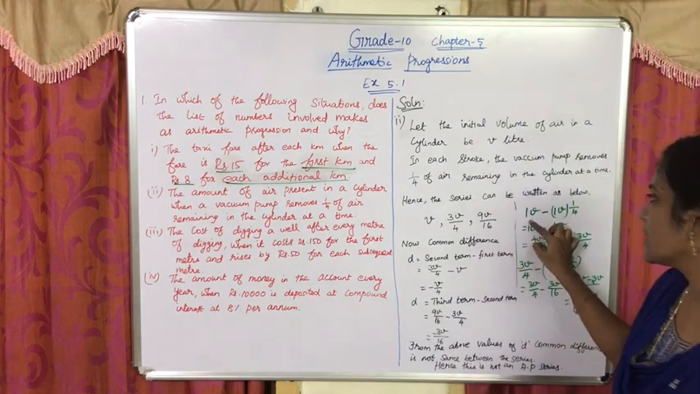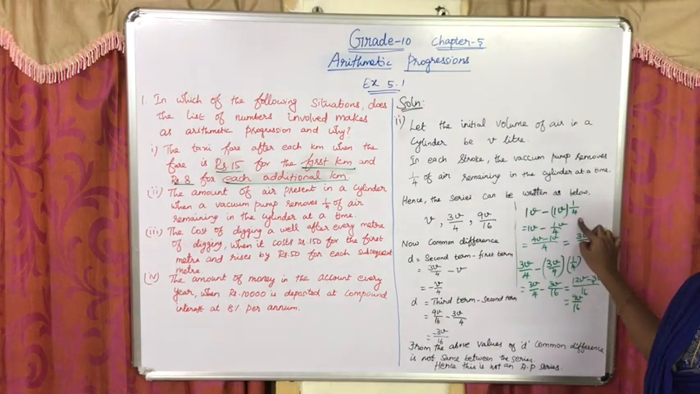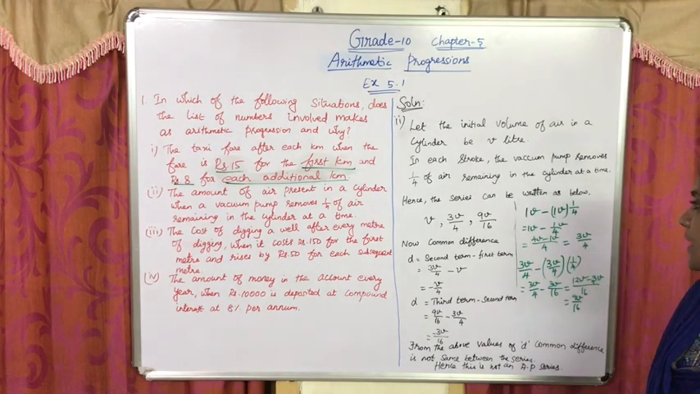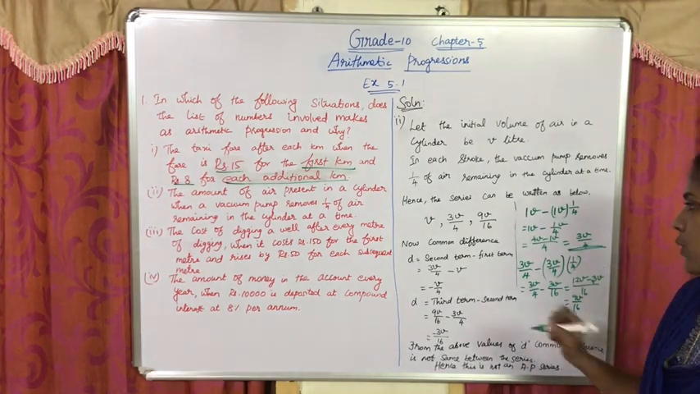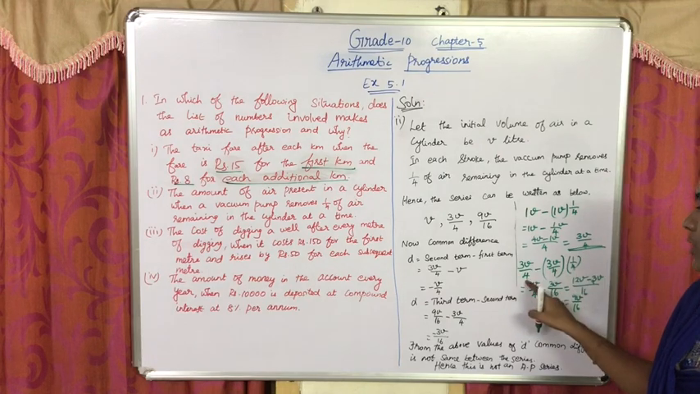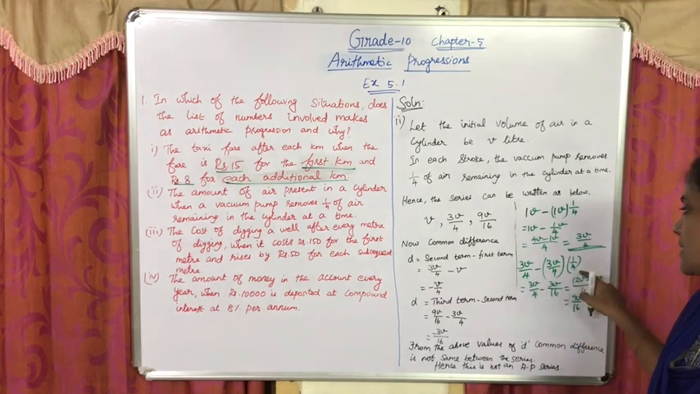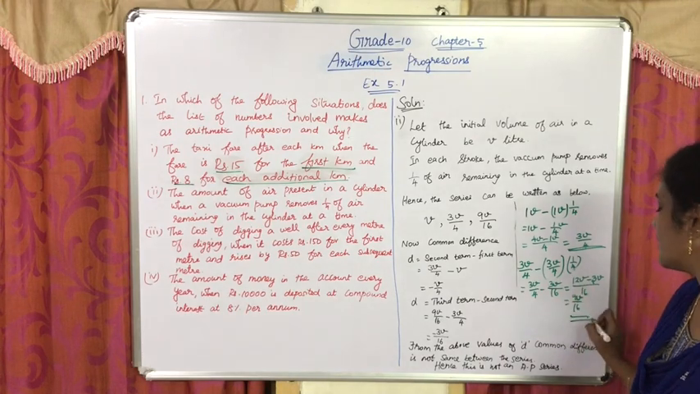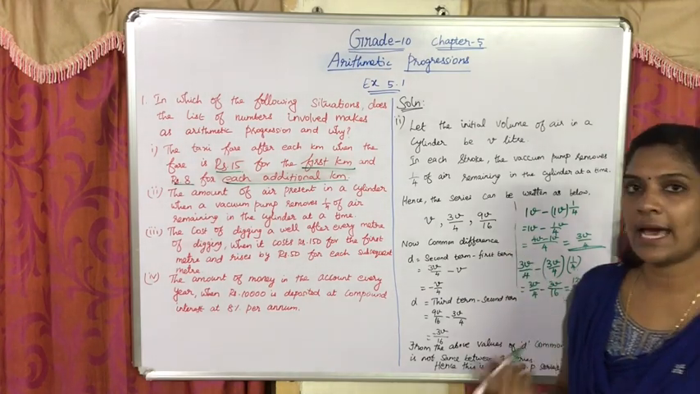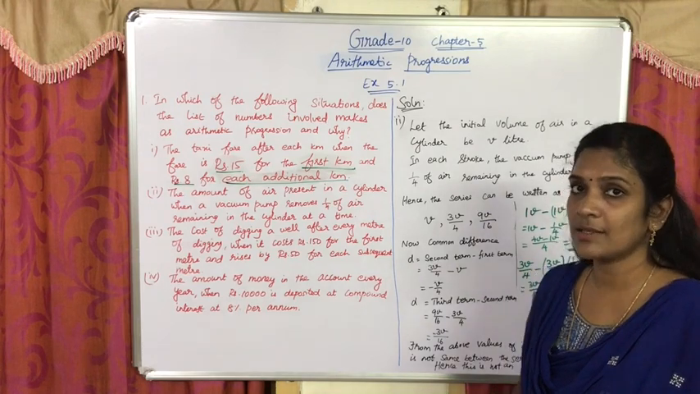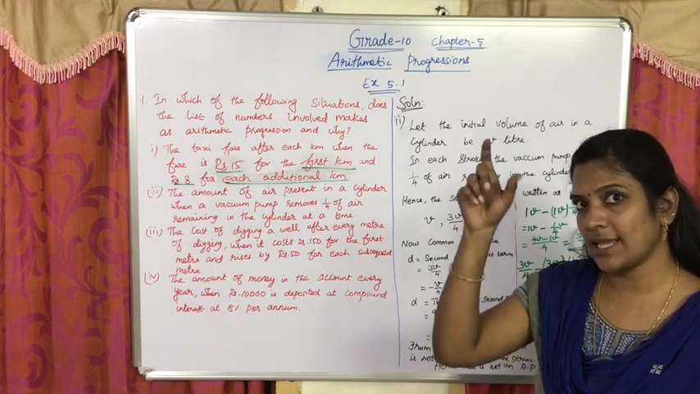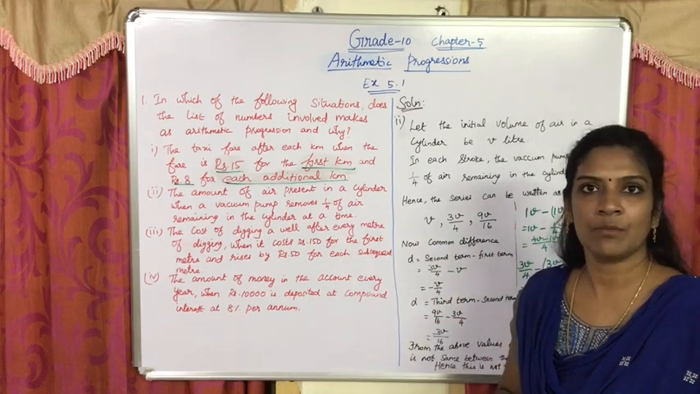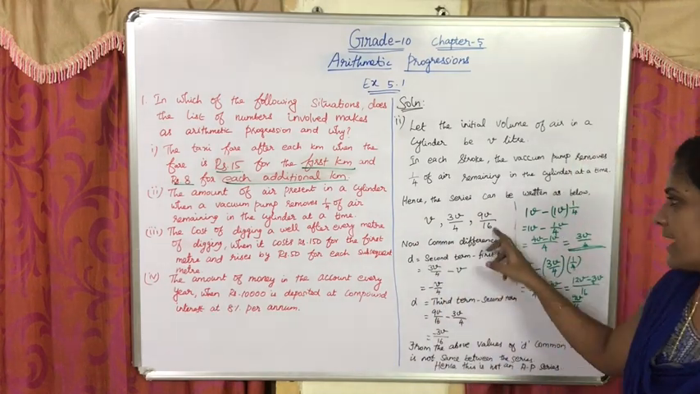So now, the full cylinder has V liter of air. From this V liter, 1/4 of the air is released from the cylinder, and the answer I get is 3V by 4. Next, 3V by 4 is present in the cylinder. From this I am subtracting 1/4 of it, so I get 9V by 16. In the last sum we could easily check whether the common difference is the same, because the same number was increased. Here I cannot check like that.